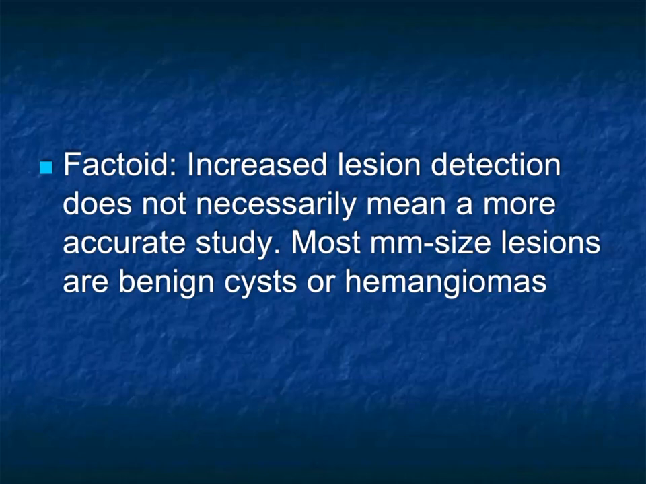Now, one of the things we've said for many years as well, increased lesion detection, which happens as scanners get better, does not necessarily mean a more accurate diagnosis. The reality is most of the sub-centimeter lesions are benign cysts or hamartomas or hemangiomas. So simply saying there's a lesion present in a patient with colon cancer can be more problematic. Does the patient have a simple benign lesion and the patient's colon cancer can be resected and maybe it's stage 1 or stage 2 disease? Or does the patient have stage 4 disease with liver mets?